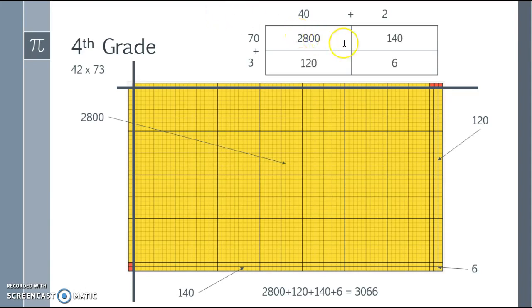So 70 times 40 is 2,800. Notice we did get that area here. 70 times 2 gave me 140. We got that area down below. 3 times 40 gives me 120, this area here. And 3 times 2 gives me 6. Again, if I were to add them all together, I would still get 3,066. So a little more condensed version.